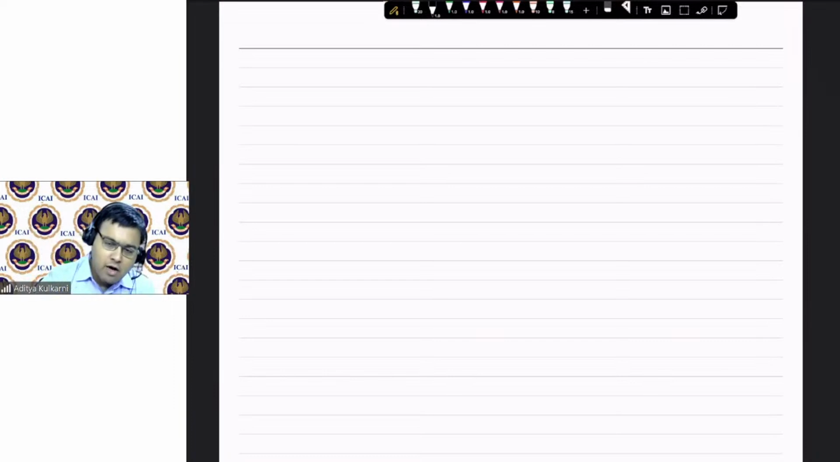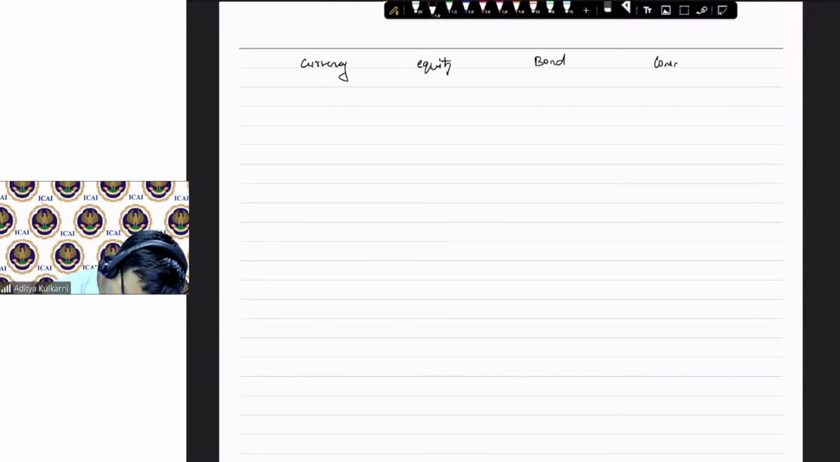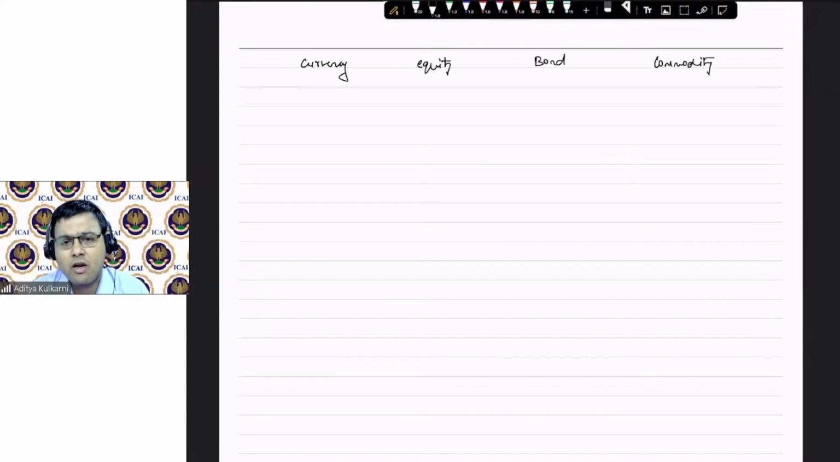Okay, so now coming to our examples with the help of the futures options which we have discussed. Okay, consider 4 assets: currency, equity, bond, commodity. Okay, so I have these 4 instruments for which I have entered into, say, a forward contract.